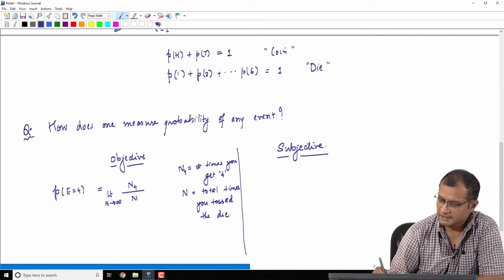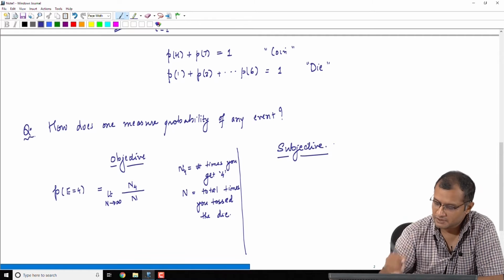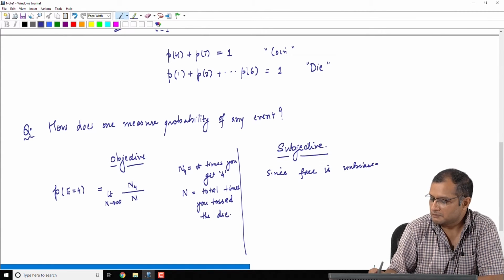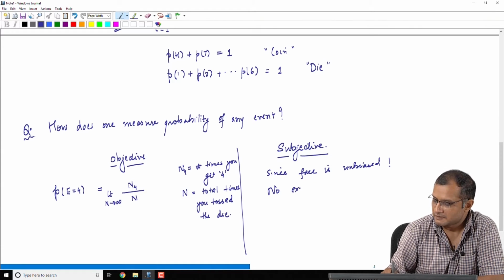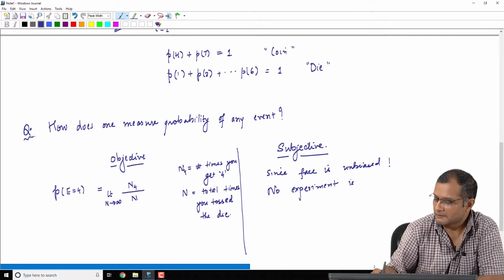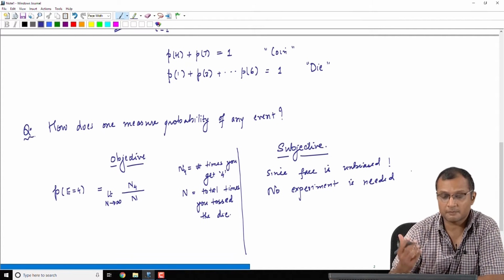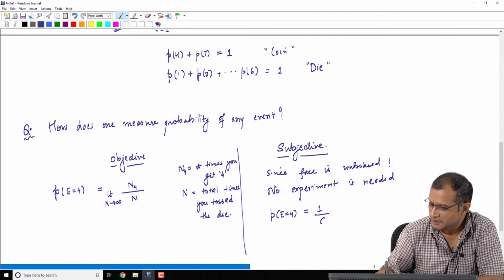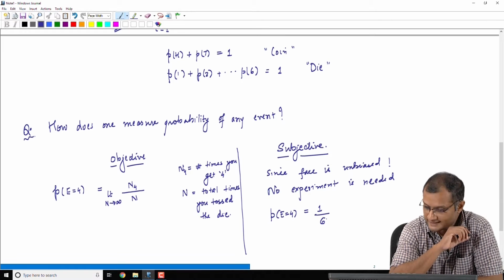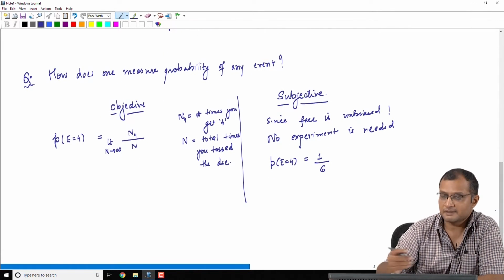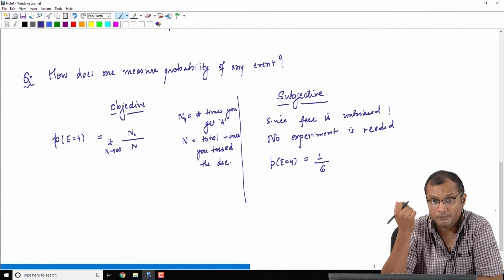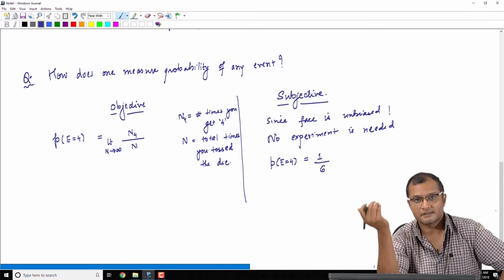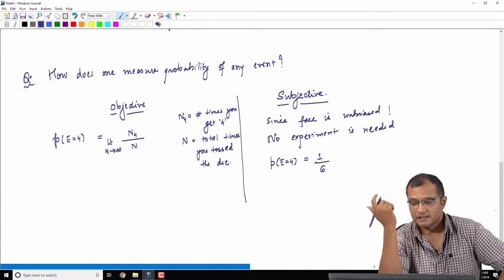But you would also say that in the case of a die toss, since each face is unbiased, you can argue that no experiment is needed, and I can simply say that the probability of getting the face 4 is simply 1 by the total number of faces. Okay. So, in this case, for the particular case of a die toss, you could have answered the question subjectively without carrying out any experiment, because you knew exactly the number of faces and you knew the fact that the die is unbiased. So, the objective and subjective methods will lead to the same answer. You do not need to do it objectively, the subjective method suffices.